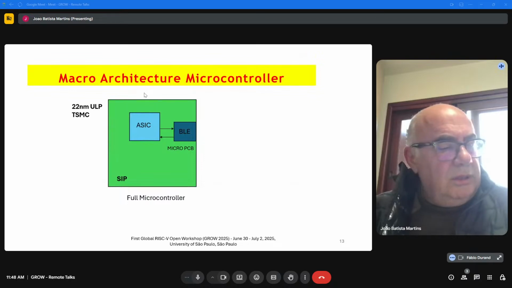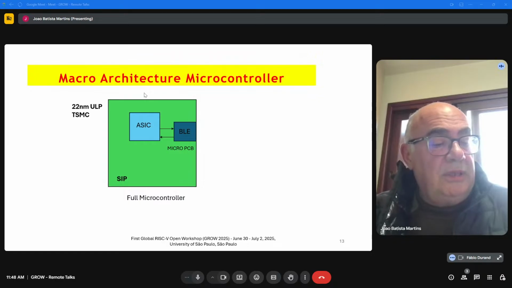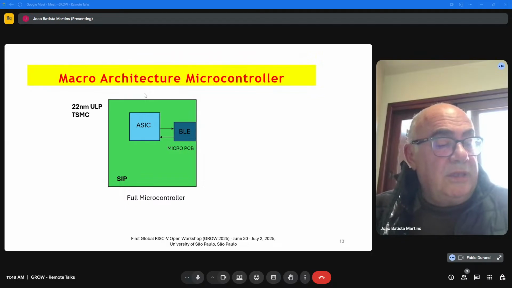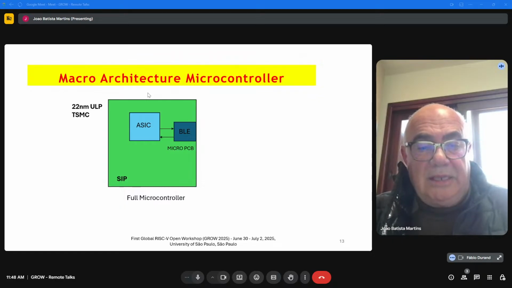Microarchitecture and microcontroller. This complete chip consists of an ASIC module and a commercial RF module. The modules are encapsulated through the system in package. The manufacturing technology was 22 nanometer TSMC.